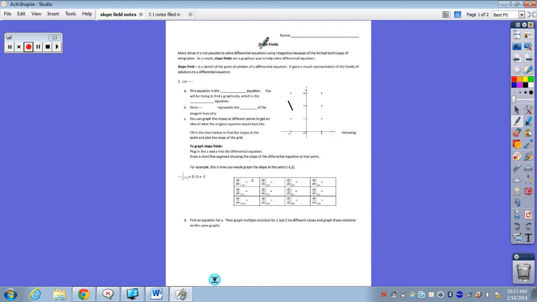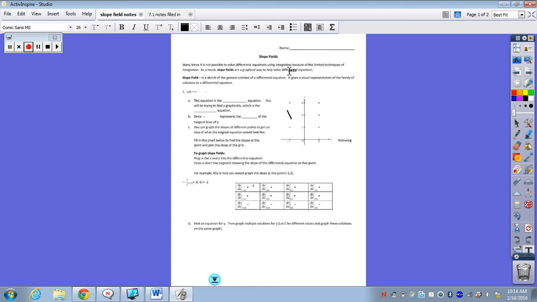So if we read through, this is the first page of the packet that I gave you today in class. It says, many times it is not possible to solve differential equations using integration because of the limited techniques of integration. So we don't know the integral of a product or a quotient or anything more complicated. As a result, slope fields are a graphical way to help solve differential equations. A slope field is a sketch of the general solution of a differential equation. It gives us a visual representation of a family of solutions to a differential equation.